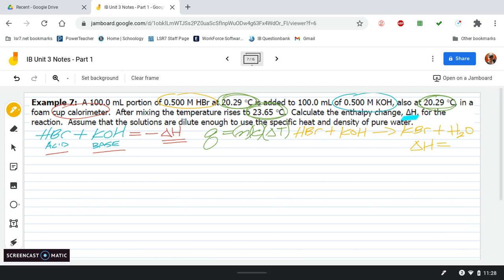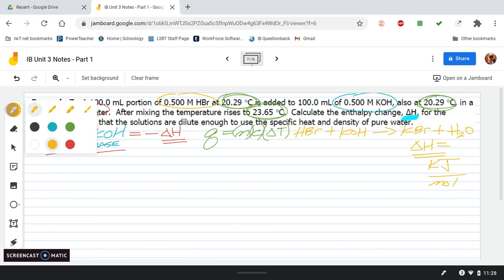Now, if you remember, delta H is per mole. And so we're going to have to figure out the amount of joules, converted to kilojoules, divided by the amount of moles, because delta H is always in kilojoules. So we're going to have to figure this out, kilojoules per mole. All right, so that's what we're looking for.